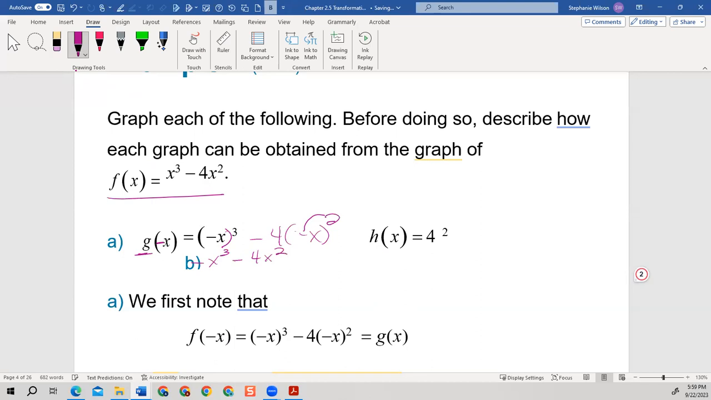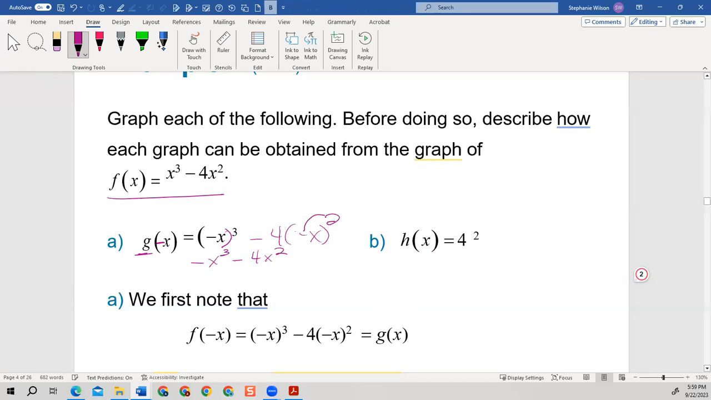Okay, so now we want to compare those. So this is my g of x, right? We want to compare if this gives me back my original. And if you notice here, it's not giving me my original. So therefore, I would state this graph of g is a reflection of the graph of f across the y-axis. Okay.